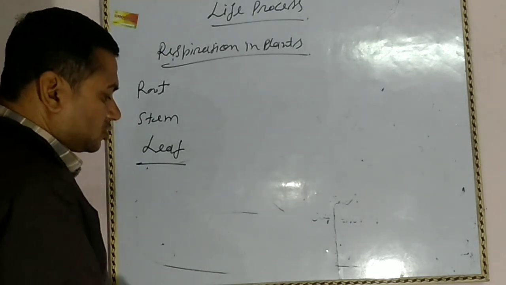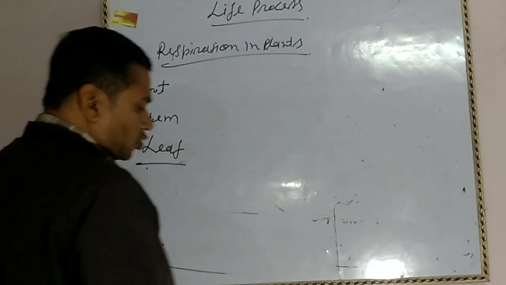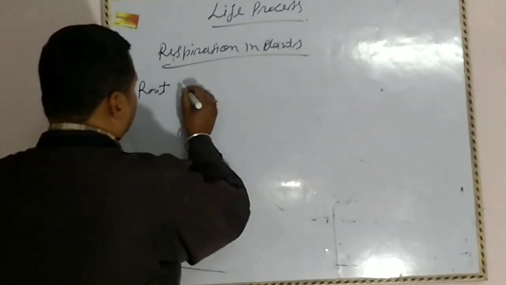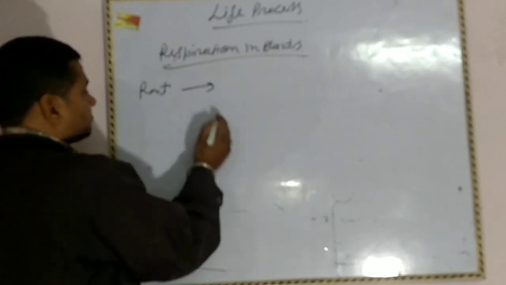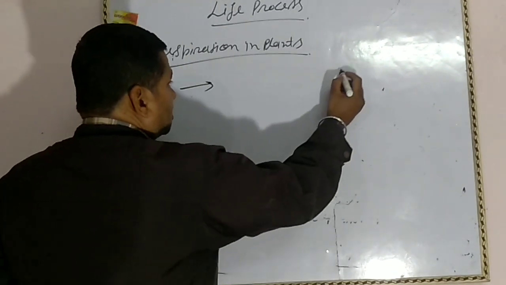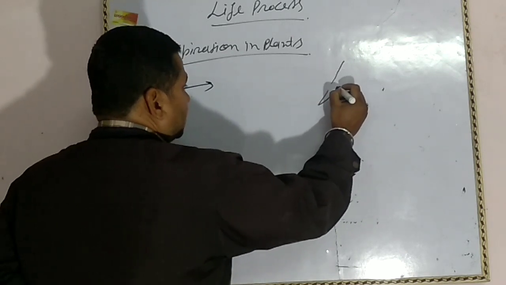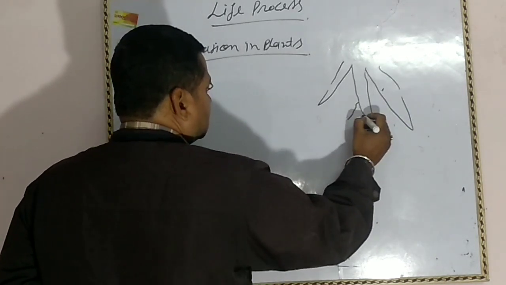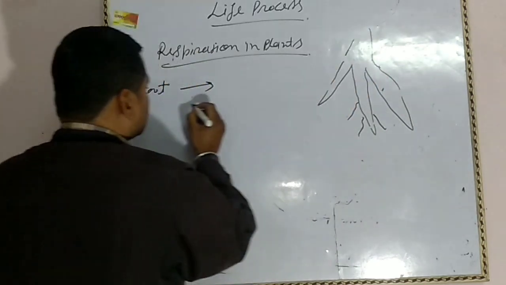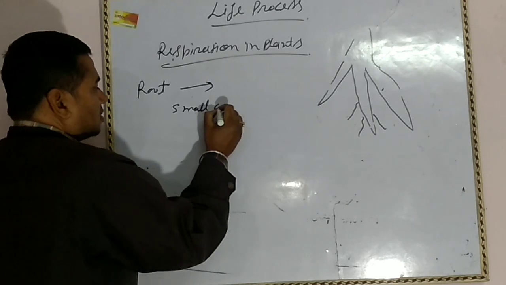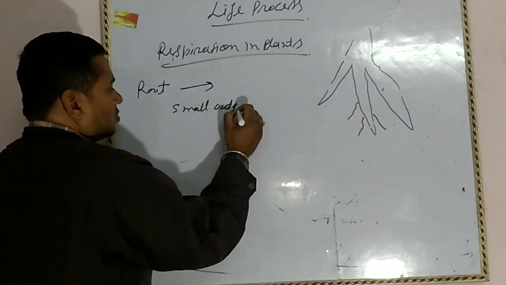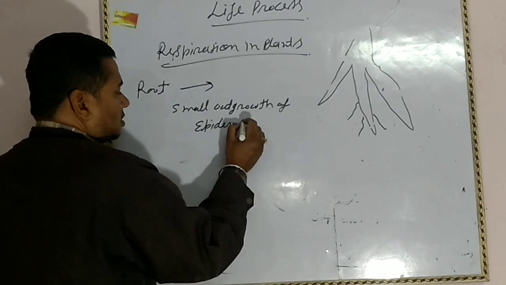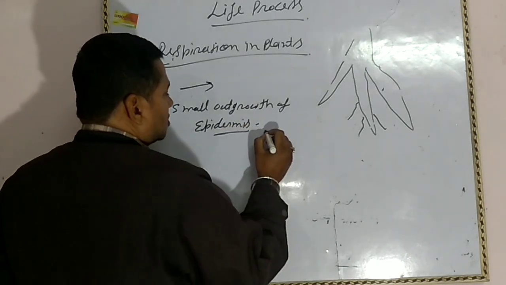Now in root, first of all we will learn respiration in root. How do roots respire? Roots have small outgrowths of epidermis, called root hair.